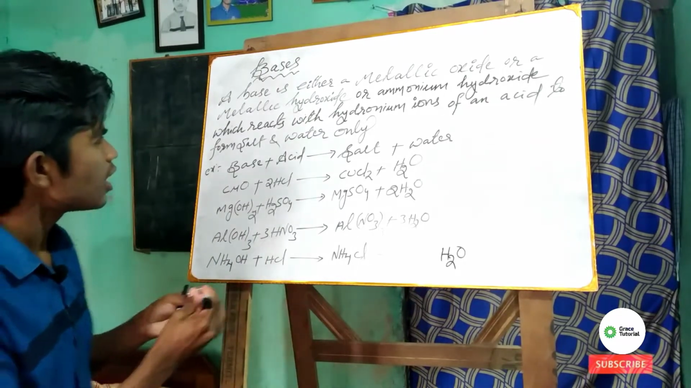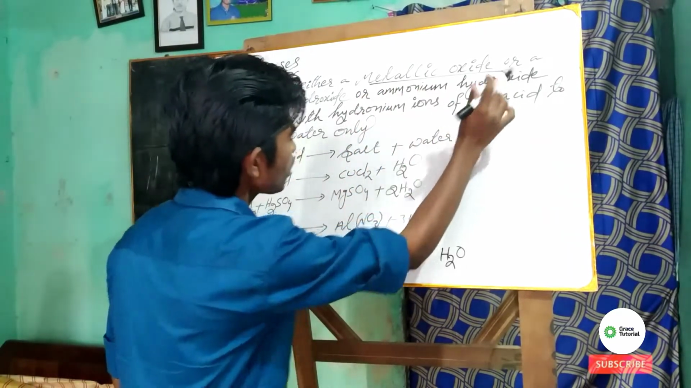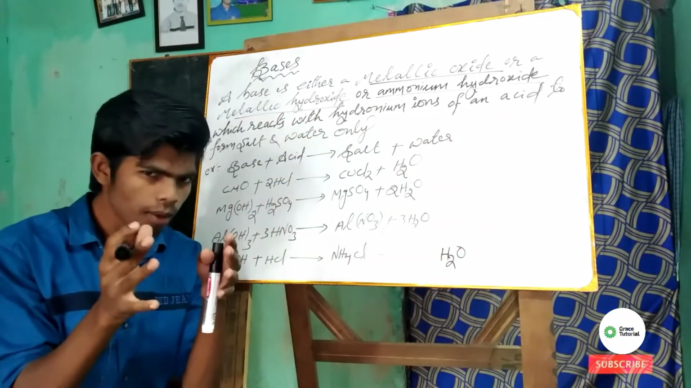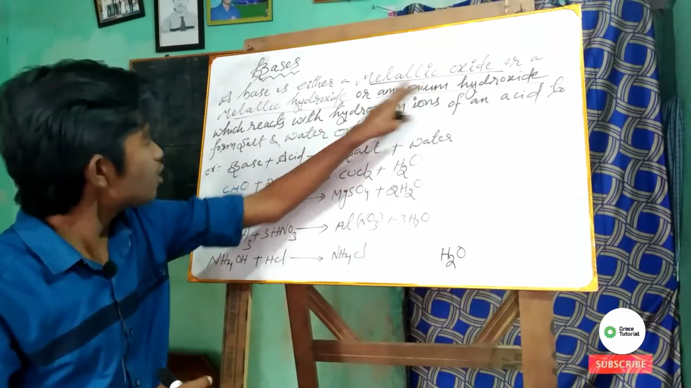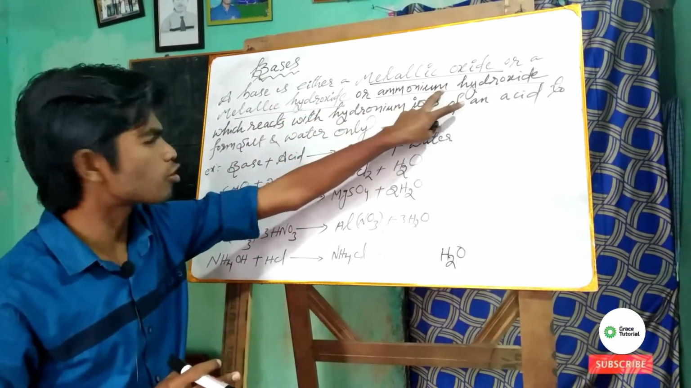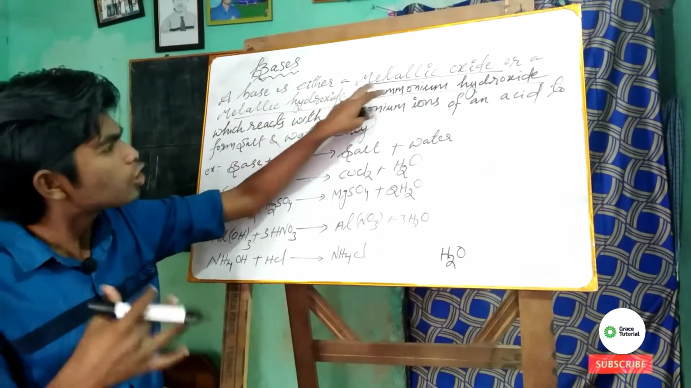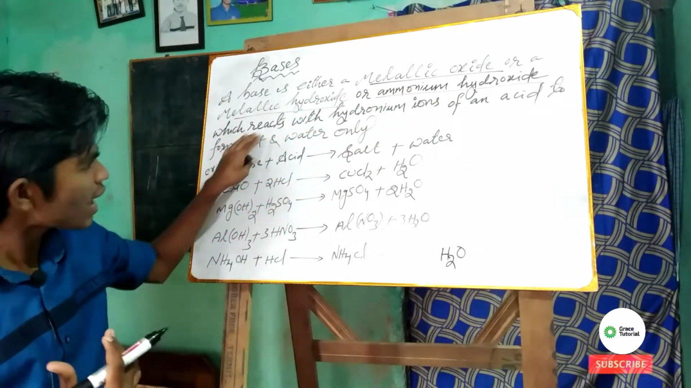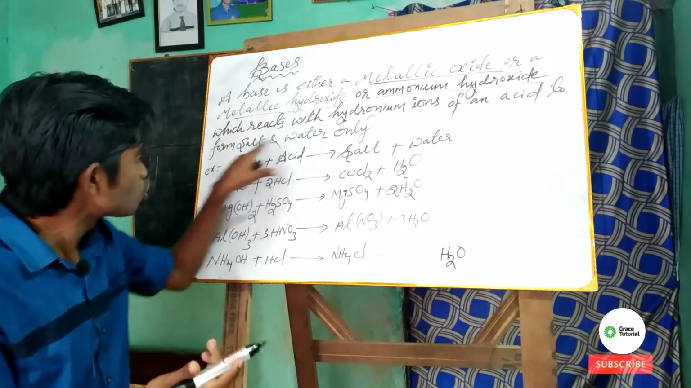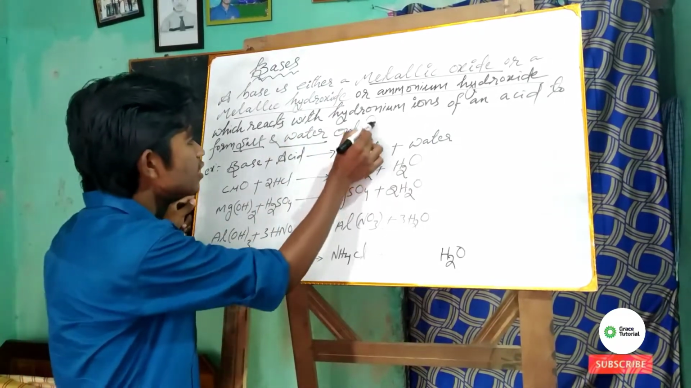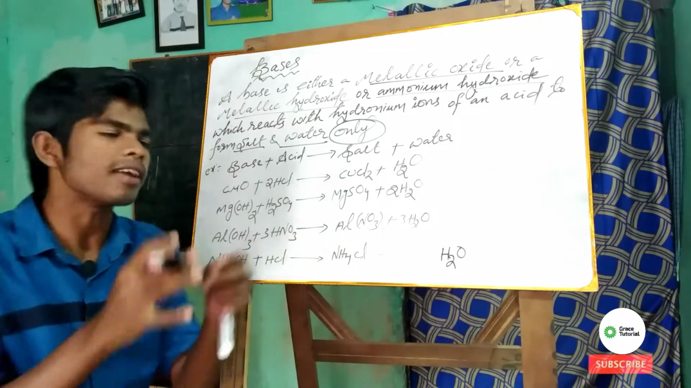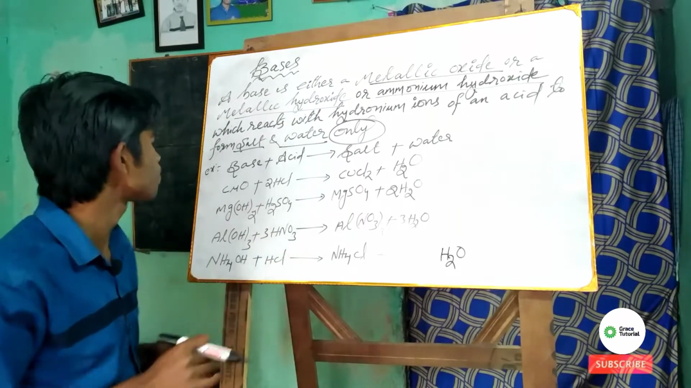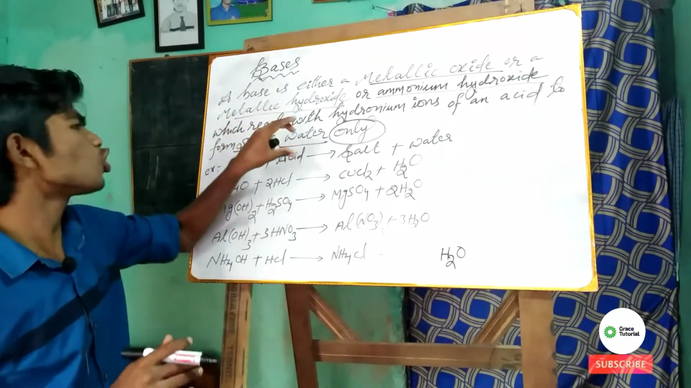A base is either a metallic oxide or the metallic hydroxide or ammonium hydroxide. You need to remember these three terms: metallic oxide, metallic hydroxide or ammonium hydroxide. That means a base is either a metallic oxide or a metallic hydroxide or ammonium hydroxide, and these react with the hydronium ions of the acid to form the salt and water only. This 'only' is a word which is used here particularly. Why? We'll discuss that slightly later. So this is the definition of the base.